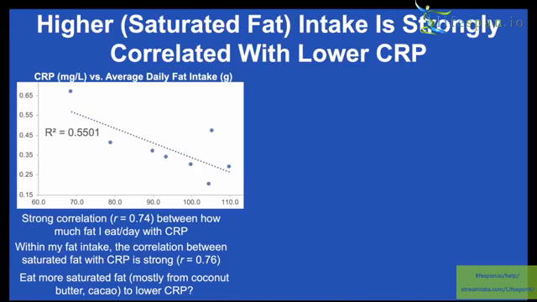So that would suggest if I eat more saturated fat, and I get most of my saturated fat from coconut butter and cocoa beans, I make homemade chocolate with cocoa beans. So that may be a good way to lower CRP, at least based on this data, but not so fast.